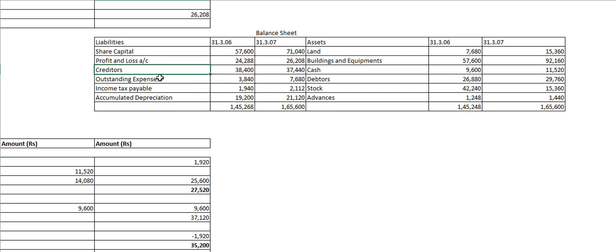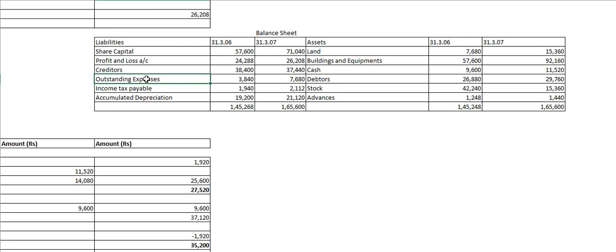Creditors have decreased, so you will minus it. The rule is: add when current liability increases, and when current asset decreases, and minus when current liability decreases and when current asset increases. So current liability, which is creditors, has decreased, so you will minus it. Next, outstanding expenses has increased from previous year to current year, so you will add it.